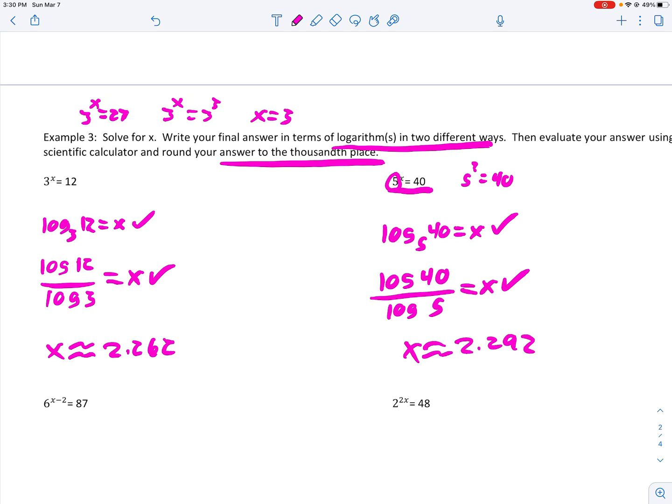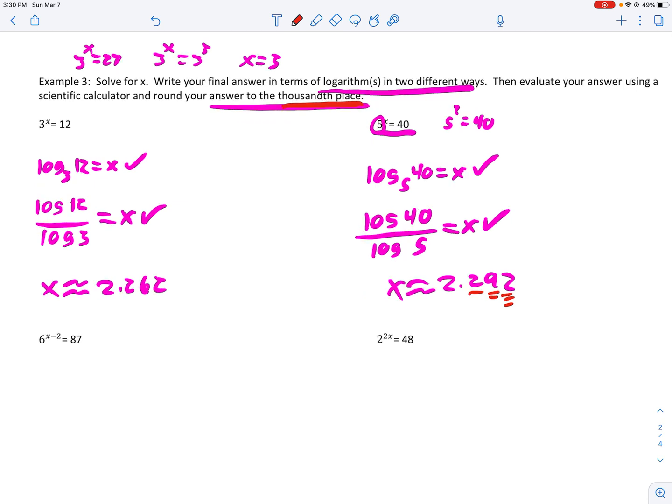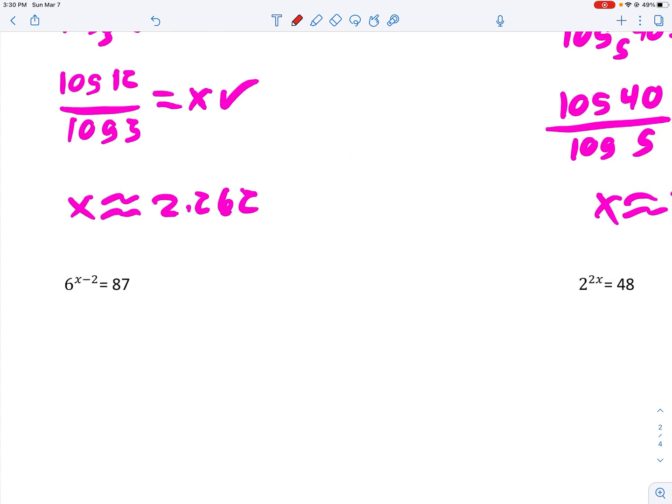And I'm going to 3 decimal spots because it said round to the thousandths place. Tenths, hundredths, thousandths. That's 3 decimals. So you should be looking at the 4th number to determine your rounding. Okay, next example.